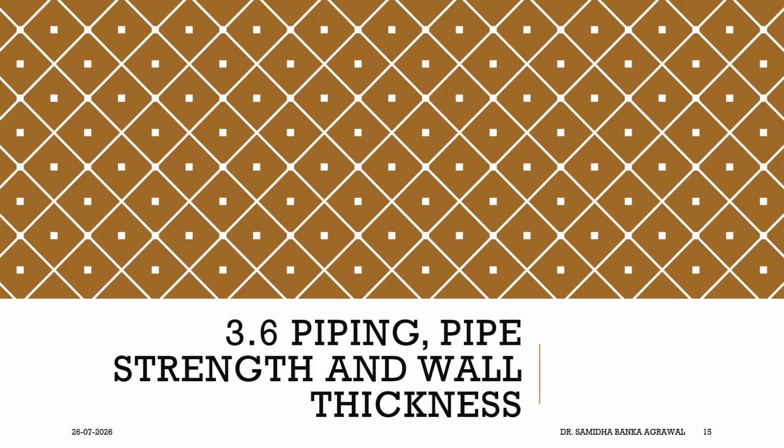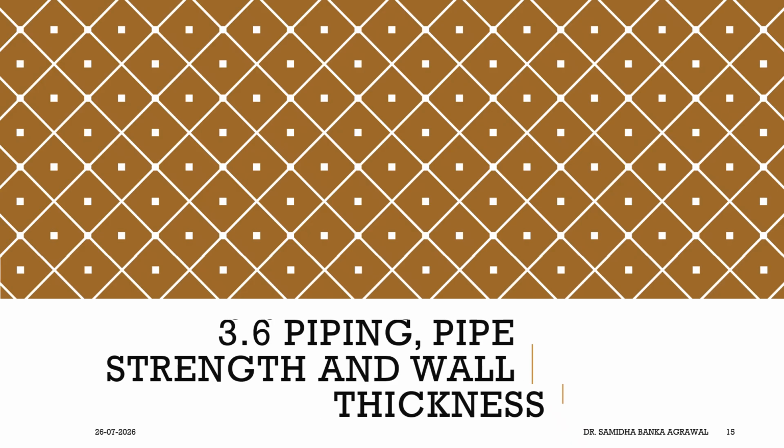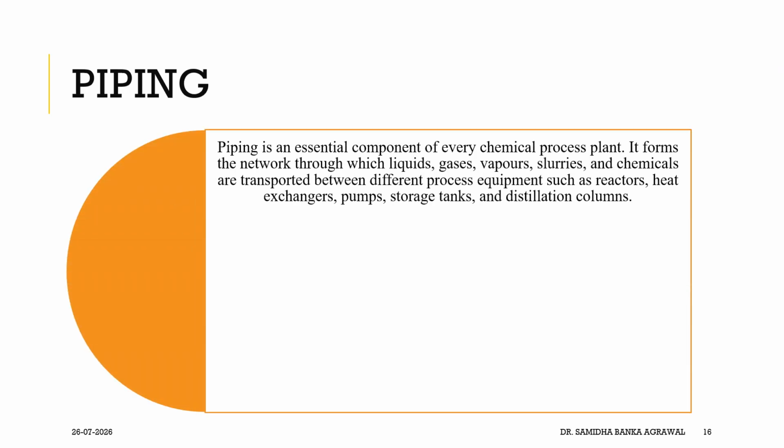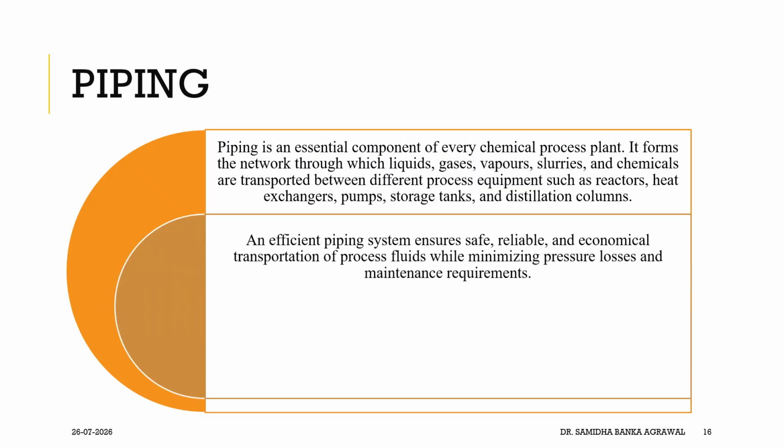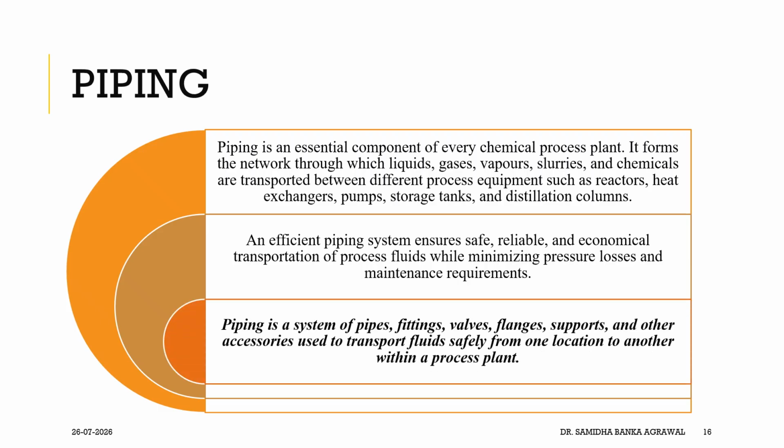Now next part, after understanding the selection of major process equipment, we will study piping, which is often referred to as the circulatory system of a chemical plant. Piping is an essential component of every chemical plant. It forms the network through which liquids, gases, vapors, slurry, and chemicals are transported between different process equipment such as reactors, heat exchangers, pumps, storage tanks, and distillation columns. An efficient piping system ensures safe, reliable, and economical transportation of process fluids while minimizing pressure losses and maintenance requirements.